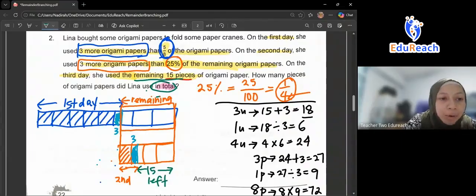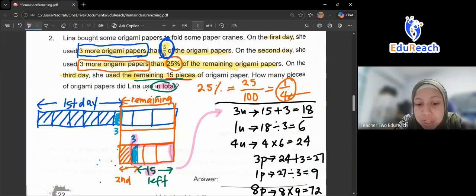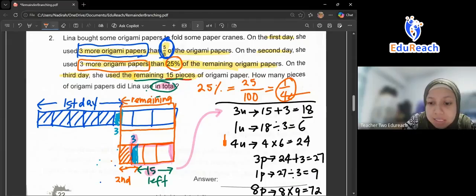So if you look at my model, if you pay close attention, you would see that in the remaining orange part, these 3 units is actually made up of 3 and 15. Isn't it? That's the reason why I have this step. 3 units is 15 plus 3. Then I find for 1 unit, then find for the entire remaining. This is my remaining 4 units.